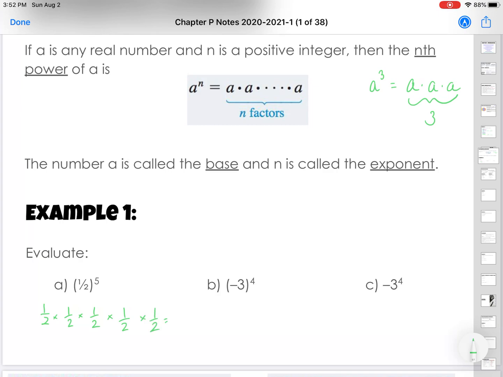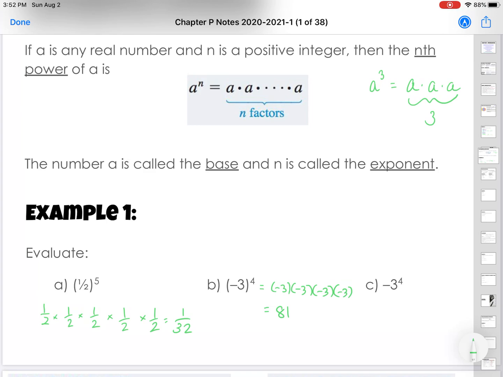that gives us 1/32. If we have b, -3 to the 4th power, see where the negative's on the inside, that means we are multiplying -3 times -3 times -3 times -3, and that is going to give us positive, because there are 4 negative symbols, 81.